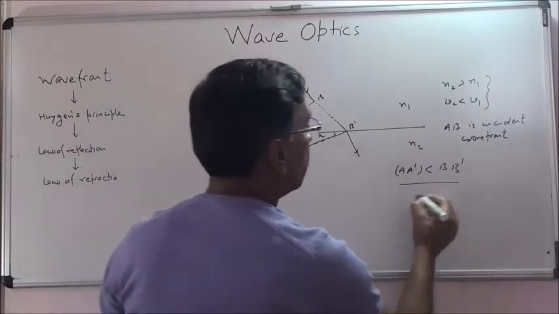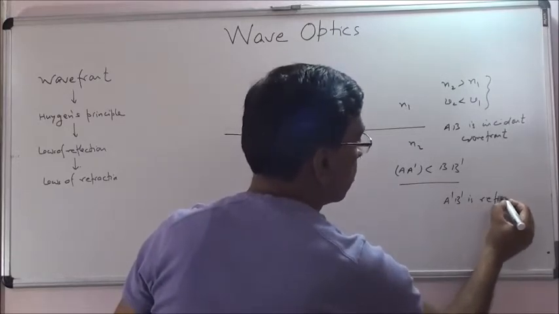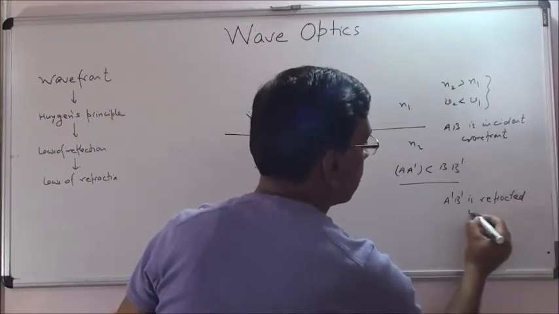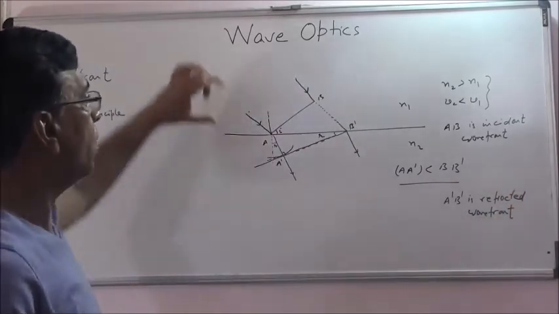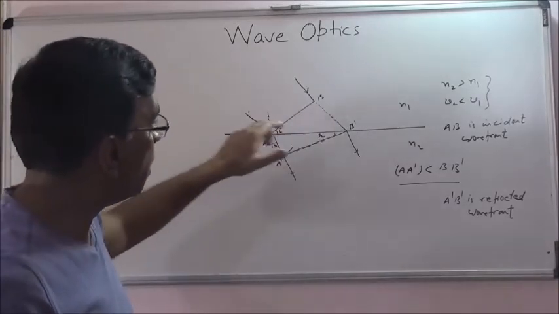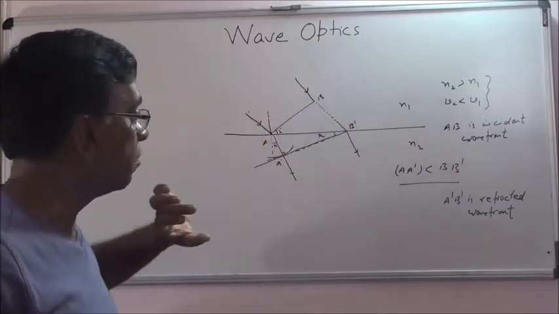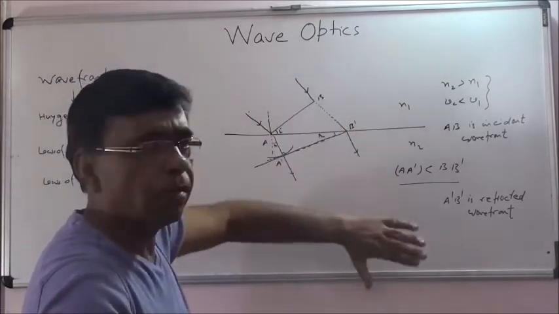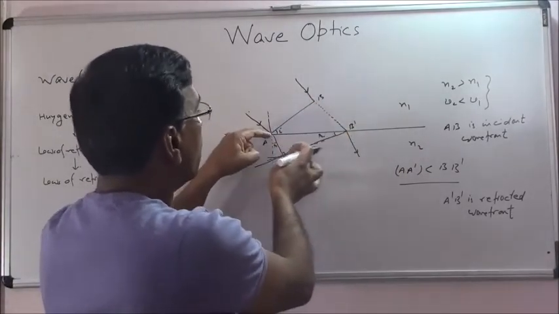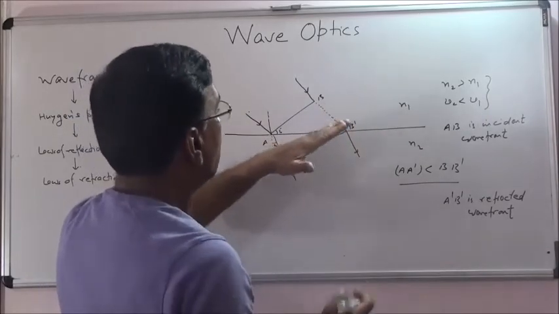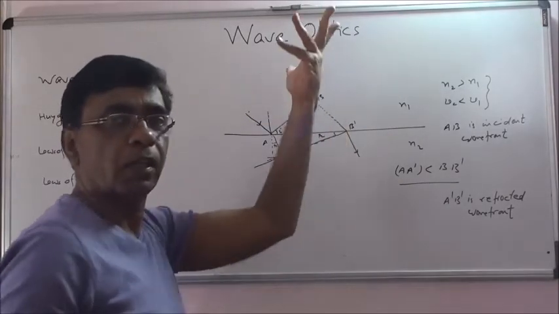A dash B dash is the refracted wavefront. Okay, this is the incident wavefront. By the time B reaches B dash, this will cover a distance which will be less than this because it is traveling in denser medium. If we flip the mediums, if this medium is rarer than this, then I have to take this distance more than this, and it will be somewhere here. Then this wavefront, instead of being inclined like this, it will move like this. We will draw that diagram too.